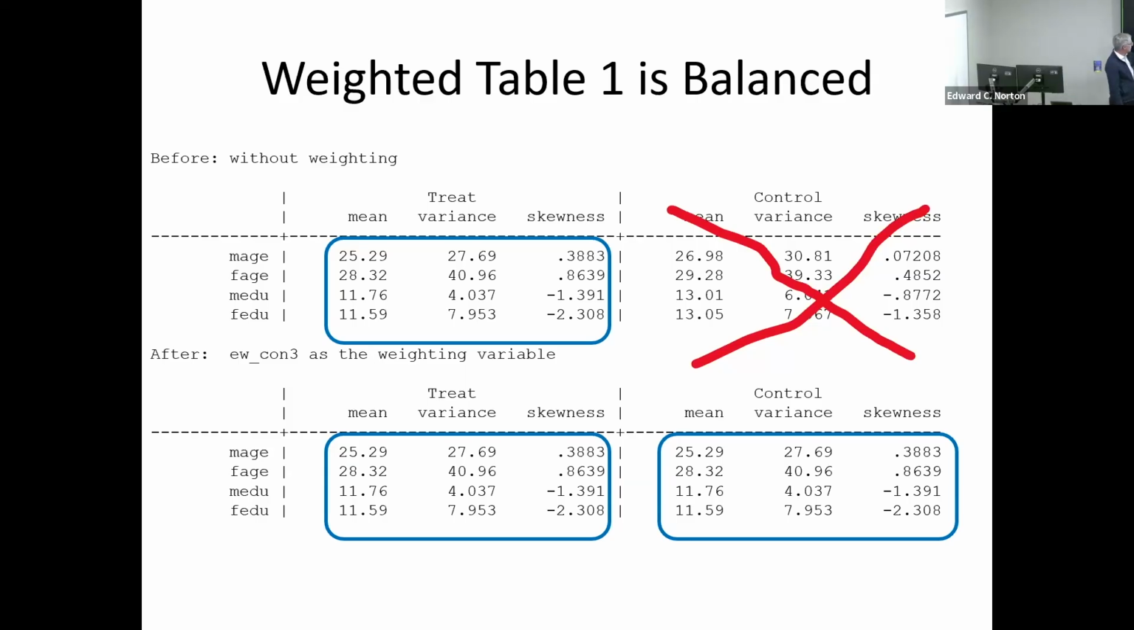After entropy balance, we get not only the mean, but also variance and skewness identical across the board. Okay? So just reweighting the sample of controls, taking a little more of this mom, a little less of that mom, we're able to balance these. Okay?